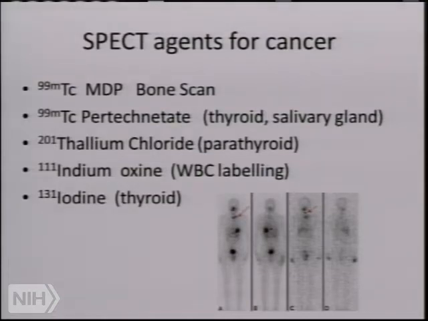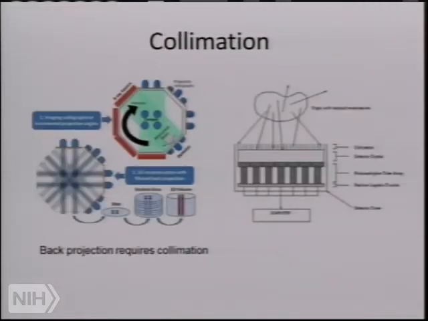So here's an example of a thyroid cancer patient who's being treated with I-131. Initially, you can see the lesion where the arrow is here. And over a course of days, you can see that the activity disappears because the tumor has been treated with the radioactive iodine. So it's not only an imaging technique, but also a therapeutic technique.